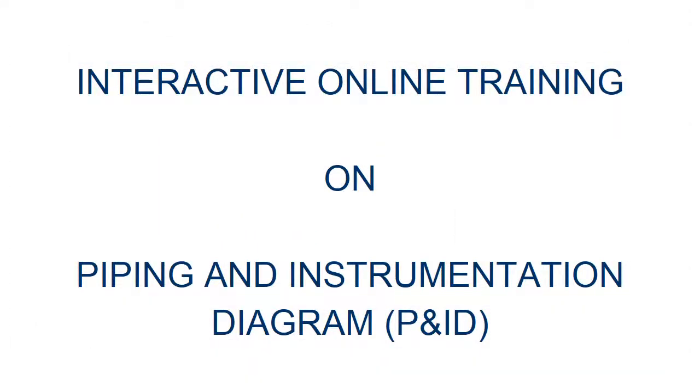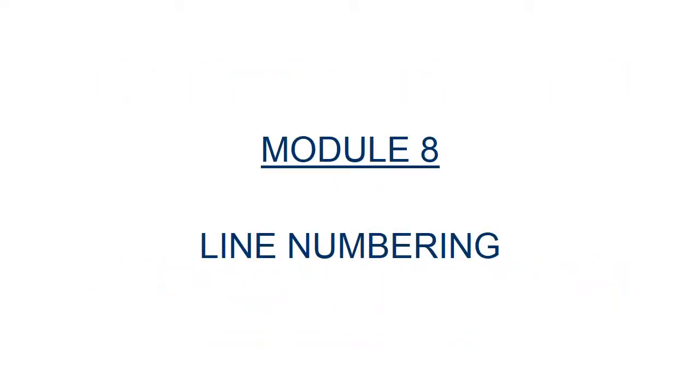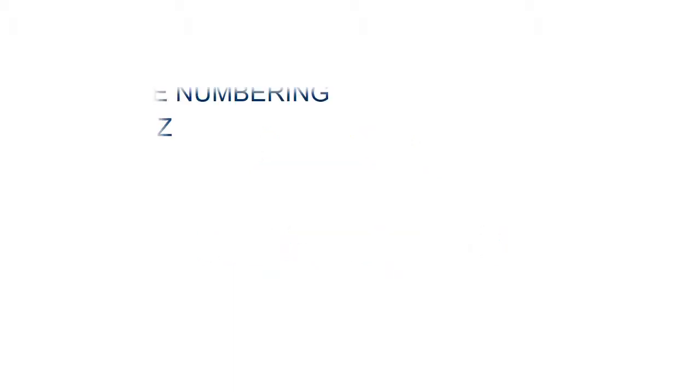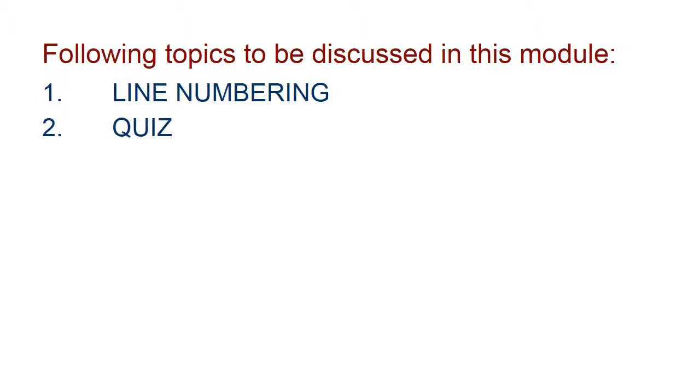Interactive online training on piping and instrumentation diagram. Module 8: Line numbering. The following topics will be discussed in this module: 1. Line numbering. 2. Quiz.